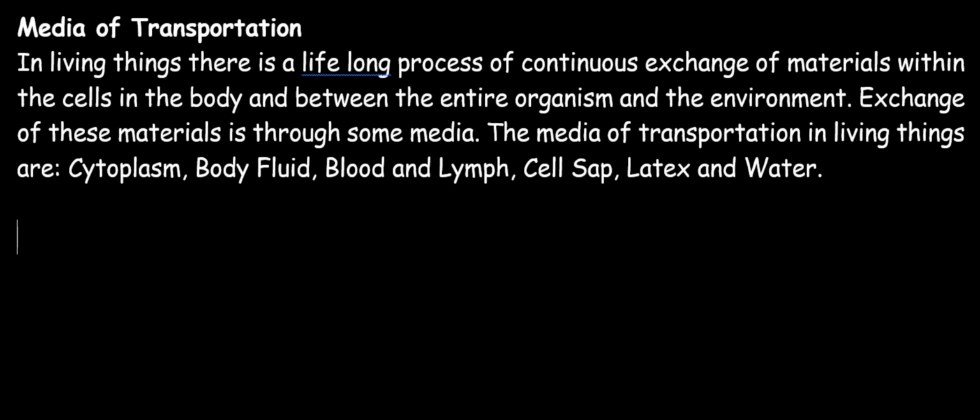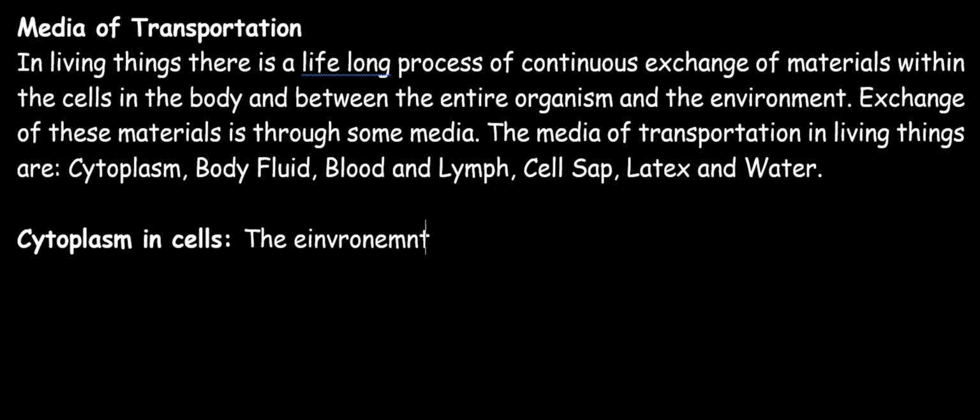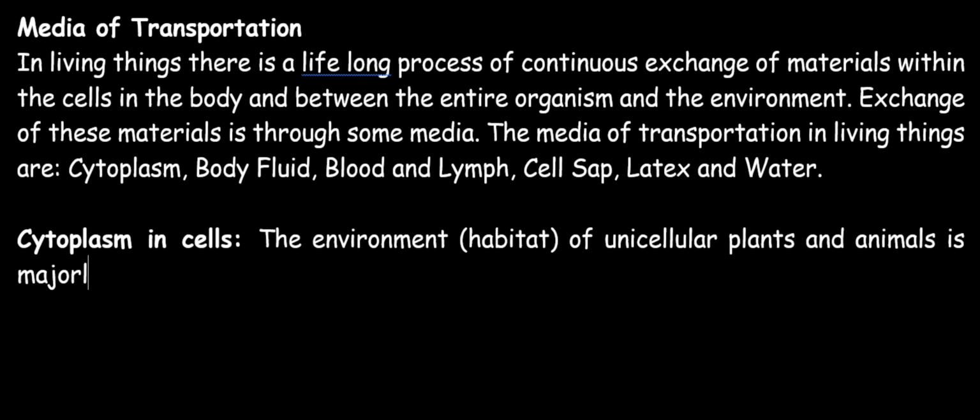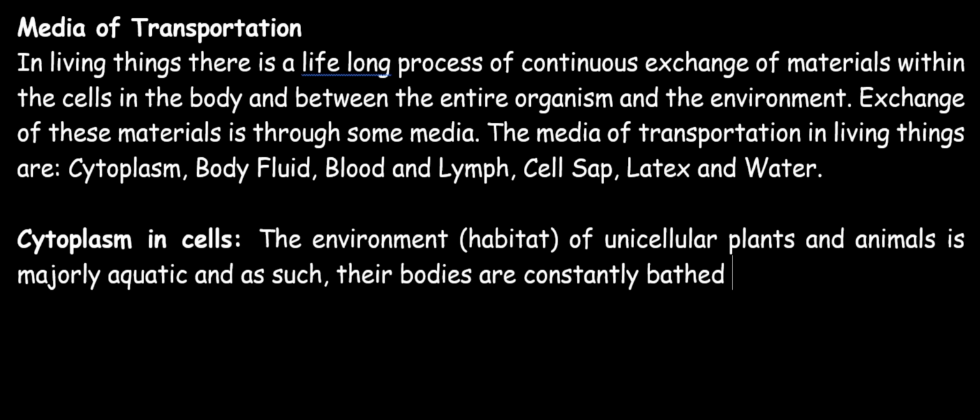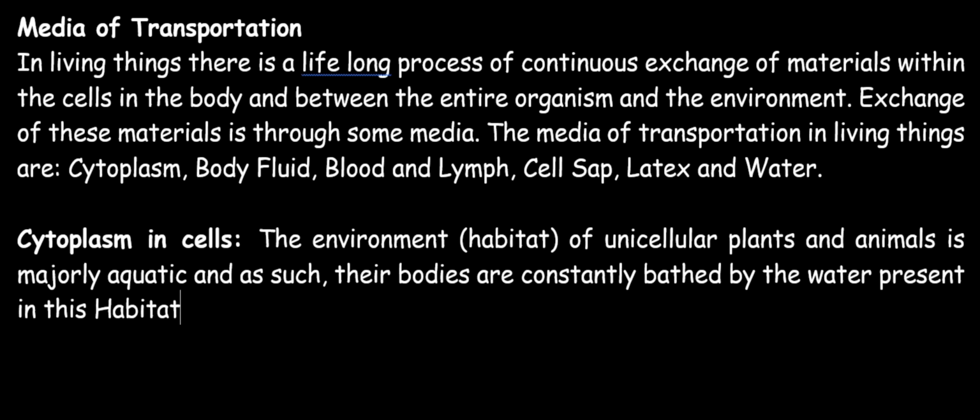The first one we look at is the cytoplasm, which is present in cells. The habitat of unicellular plants and even animals is majorly aquatic, and as such, their bodies are constantly bathed by the water present in that habitat. Unicellular plants are those plants that have one cell, and unicellular animals are those animals that have one cell. Where they stay, their habitat, is majorly water bodies, and because of that their body is constantly bathed by the water present in this habitat.